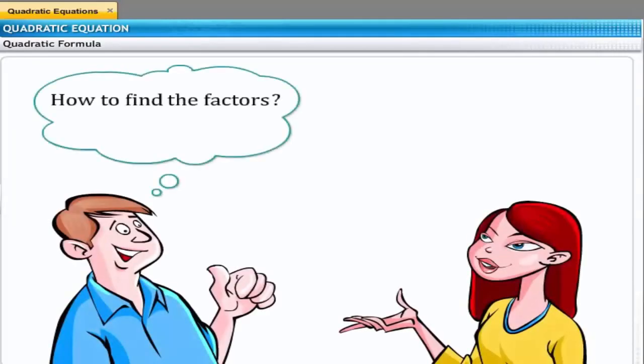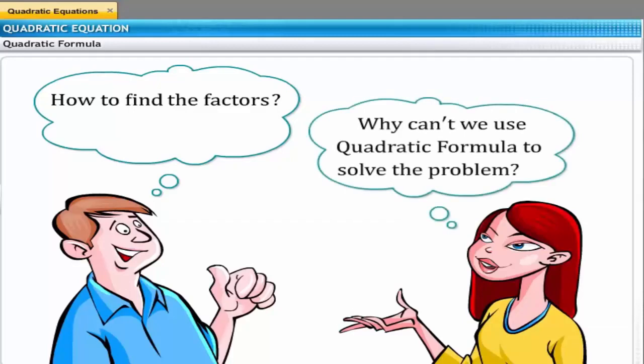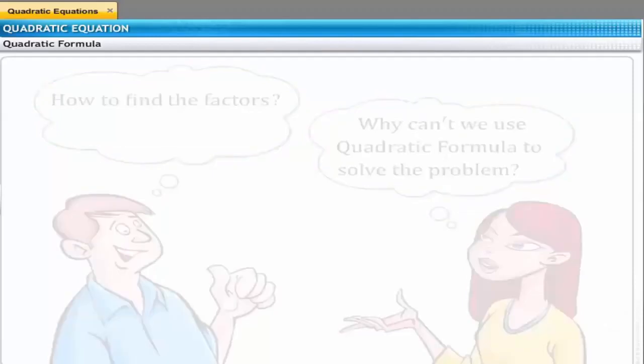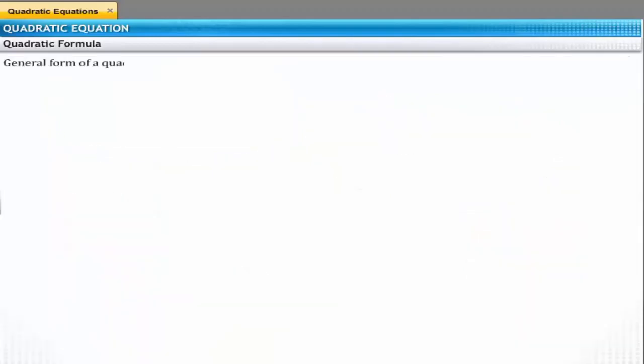Sometimes it may be difficult to find the factors in a quadratic equation or transform the equation into a perfect square. In such cases, you can use the quadratic formula to solve the problem. To derive the quadratic formula, let's start with the general form of a quadratic equation. ax squared plus bx plus c equals 0.